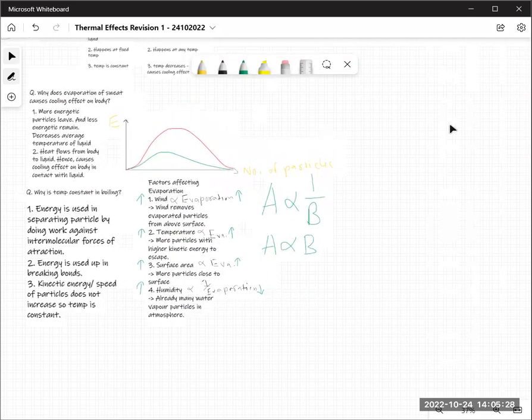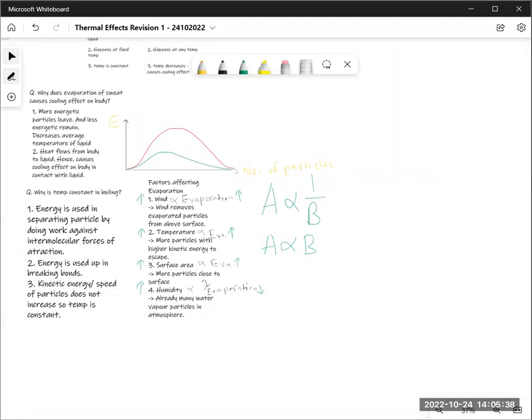Now we're going to look at a few more things. What were we doing? We did everything on evaporation, on all of that. Let's look at expansion real quick.